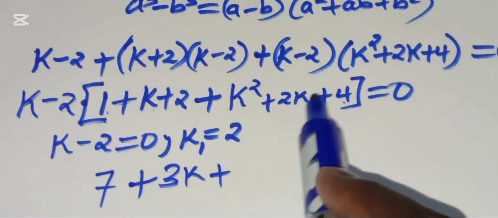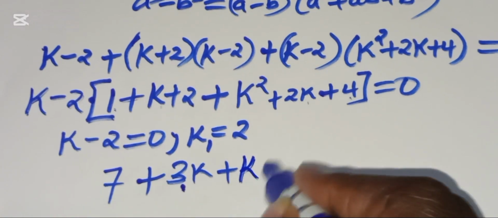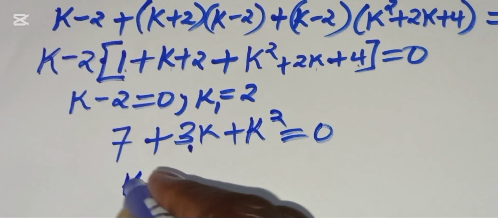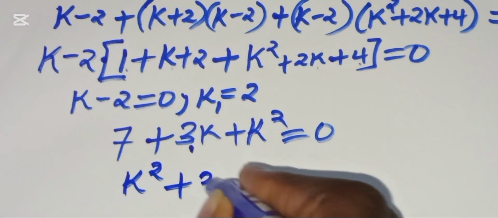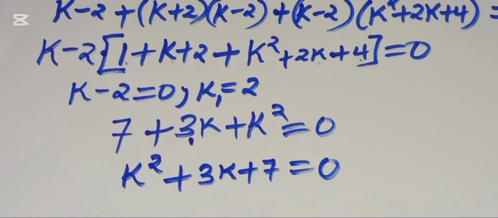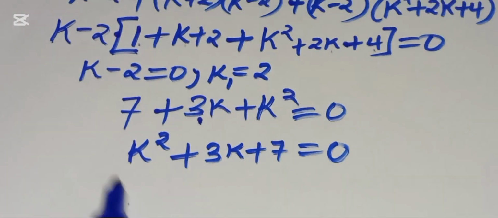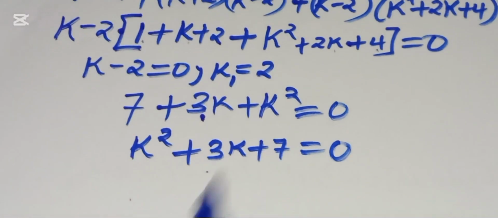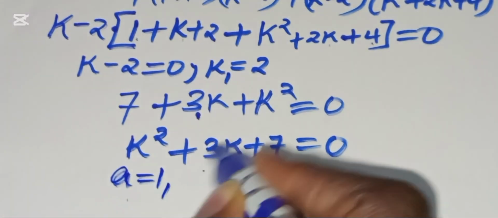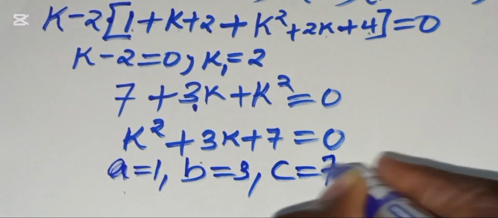Okay, we have k plus 2k, which is 3k. So we have plus k squared, this is equal to 0, which you can rearrange as k squared plus 3k plus 7 equals 0, which forms a quadratic equation. Now we have a quadratic equation, k squared plus 3k plus 7, whereby a is equal to 1, b is equal to 3, and c is equal to 7.